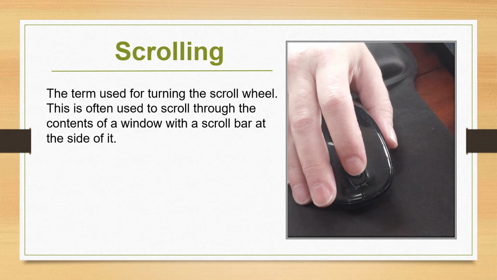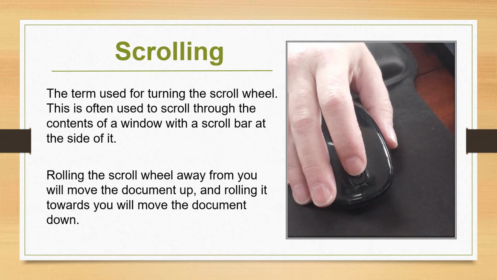Scrolling is the term used for turning the scroll wheel between the left and right mouse buttons. This is often used to scroll through the contents of a window with a scroll bar on the side of it. Rolling the scroll wheel away from you will move the document up, and rolling it towards you will move the document down.